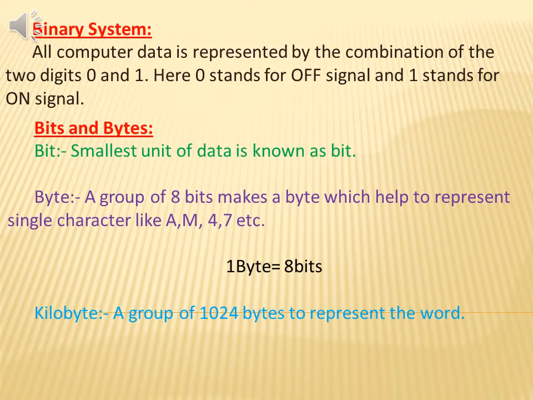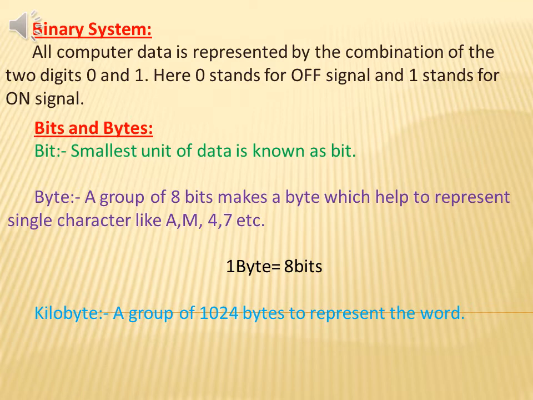So let's get started. First of all, a computer works on electricity and it can detect if an electric signal is present or absent. This is represented by using two digits, 0 and 1. For example, 0 stands for off and 1 stands for on. This is the reason all computer data is shown by numbers in the binary system.